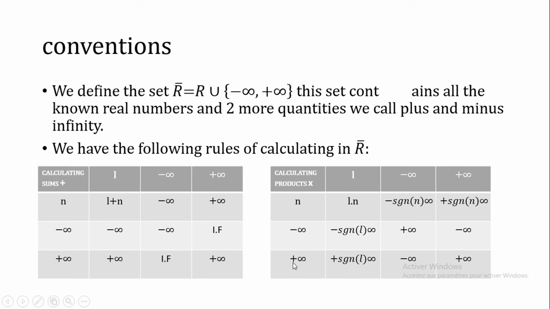The final row is plus infinity times L, which is plus the sign of L times infinity. If L is positive, we're gonna just get plus infinity. If L is negative, we're gonna get minus infinity. And plus infinity times minus infinity is just minus infinity, following the same rules of signs in multiplication. And plus infinity times plus infinity gives us plus infinity.